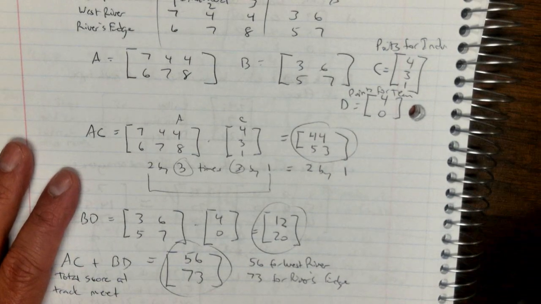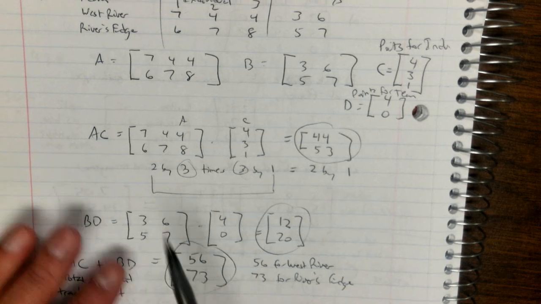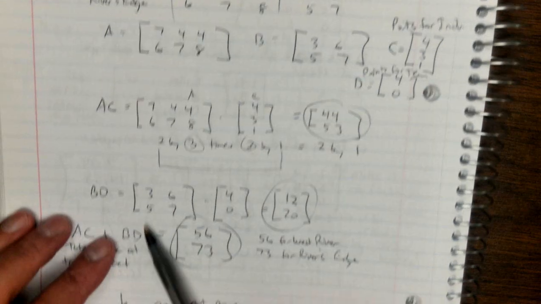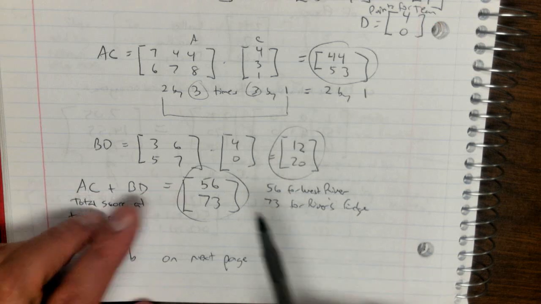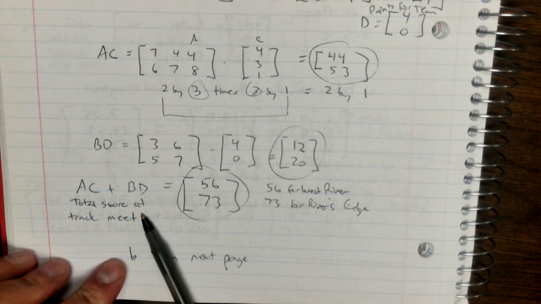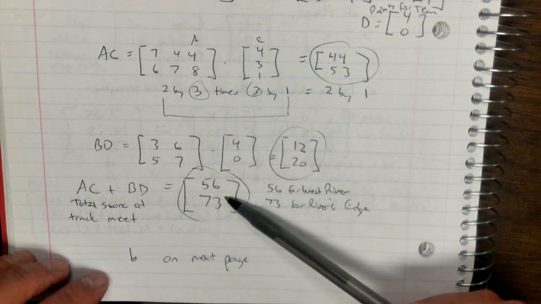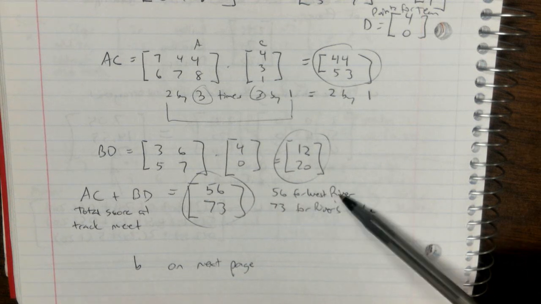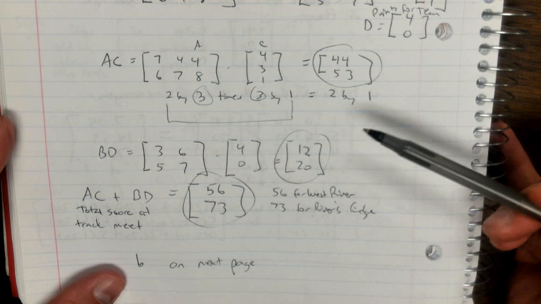So what you're going to want is AC first to get your individuals, and then you're going to want to do BD next, which is for your teams, and then add the result. So that's going to be your total score at the track meet, and so you get 56.73. So that means 56 for West River and 73 for River's Edge.